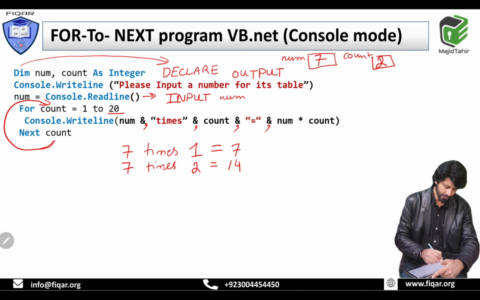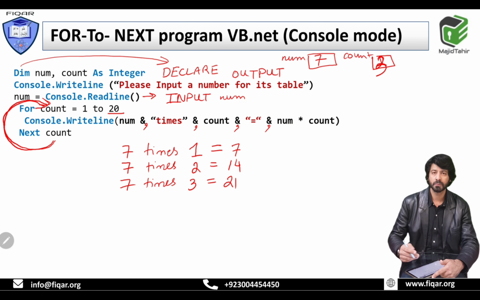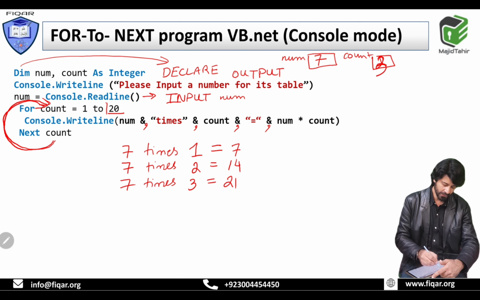So the loop again goes back to count. Count becomes 3 now. So count is 3 now. 7 times 3 equals 21. So it keeps on repeating till it reaches 20.